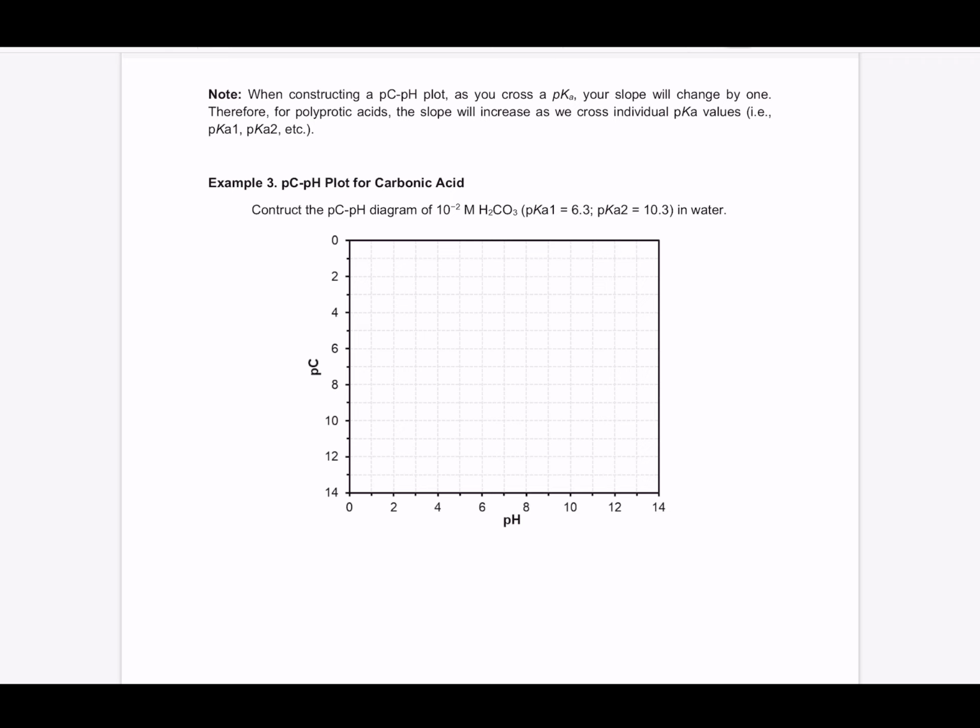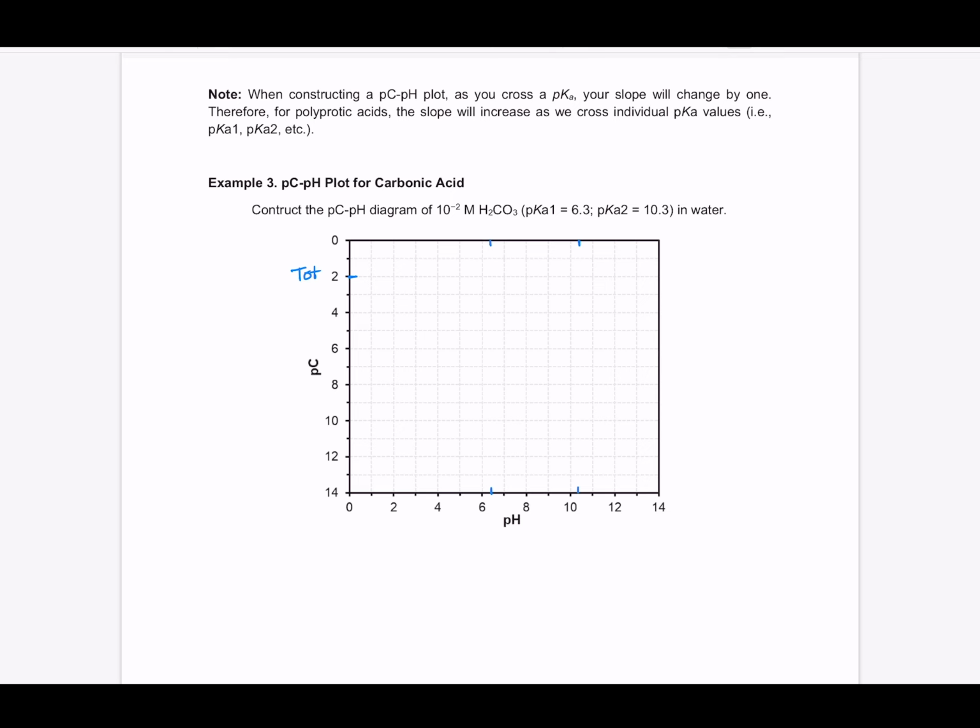So the same thing as we did before. 10 to the minus 2 means the pC of the total would be 2. So this is the total. And then the pKa values: the first one is 6.3, say here, and then the next one is 10.3, so here. So we have these hidden lines.